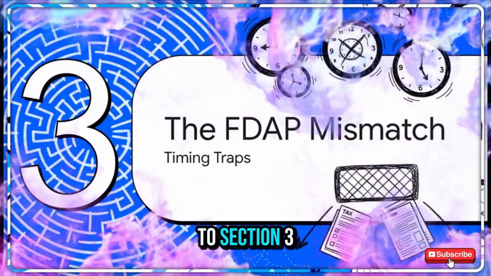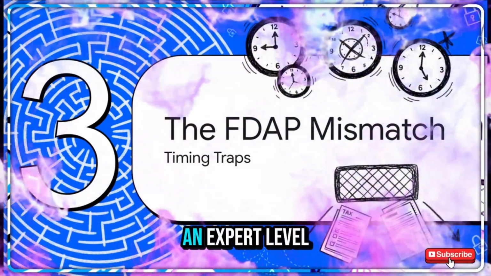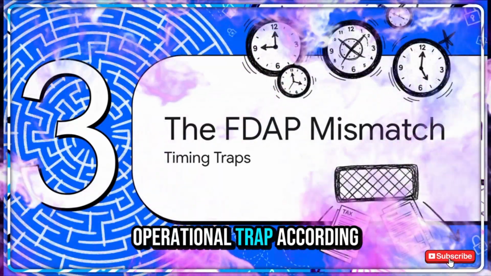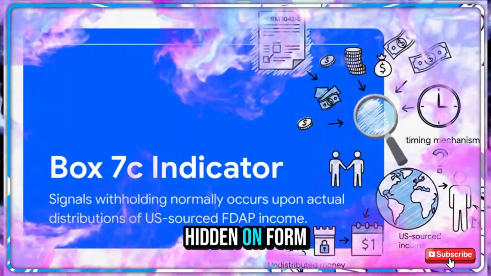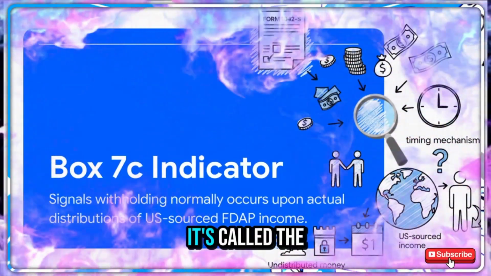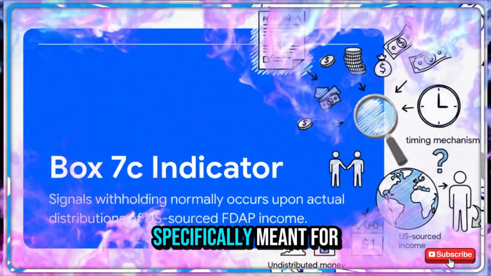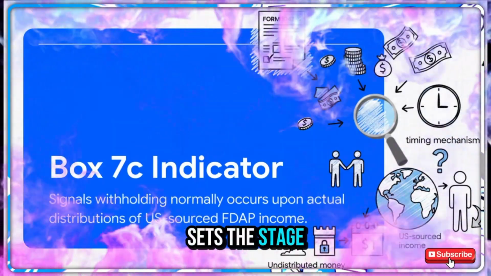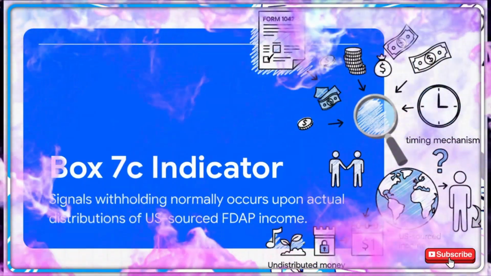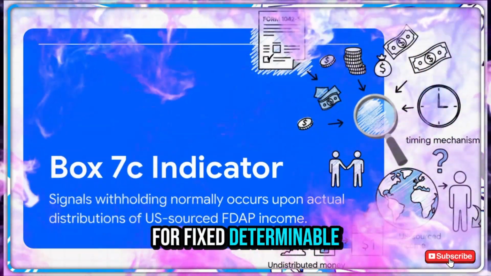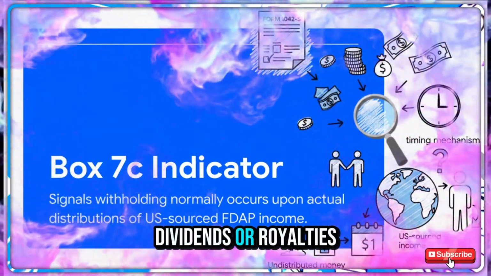That brings us to Section 3, the FDAP timing mismatch. Let's see how this builds into an expert-level operational trap. According to the expert documentation, there's a very, very specific marker hidden on Form 1042-S. It's called the Box 7C indicator. This little box, specifically meant for partnerships and trusts, sets the stage for a completely non-obvious timing mechanism regarding FDAP income. Now, FDAP stands for Fixed, Determinable, Annual or Periodical income. Think of things like interest, dividends, or royalties.